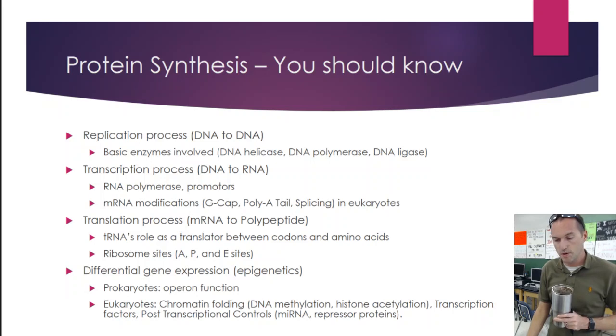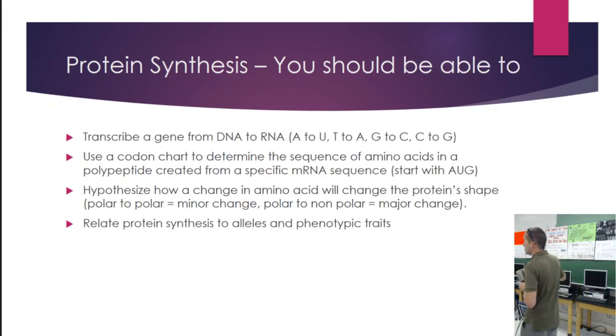So, stuff you should be able to do with protein synthesis, right? You should be able to transcribe a gene from DNA to RNA. This means you should know the complementary base pairs. You should know that when you're going from DNA to RNA, A goes to U, T goes to A, G goes to C, and C goes to G, right? Once you've transcribed it into mRNA, you should be able to then use a codon chart to determine the sequence of amino acids that the polypeptide will be, okay? So you're just going to find the triplets in the codon chart and then figure out which amino acid would be produced there. We know that it's always going to start with the start codon, which is AUG.